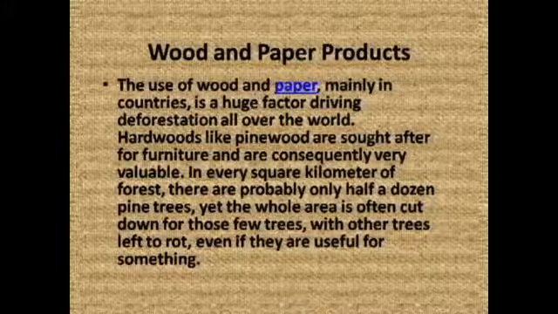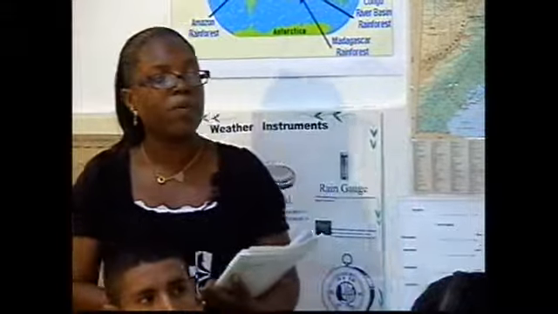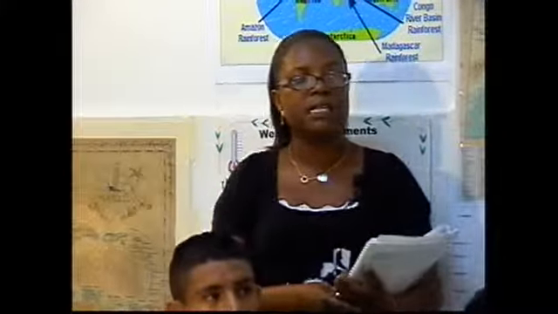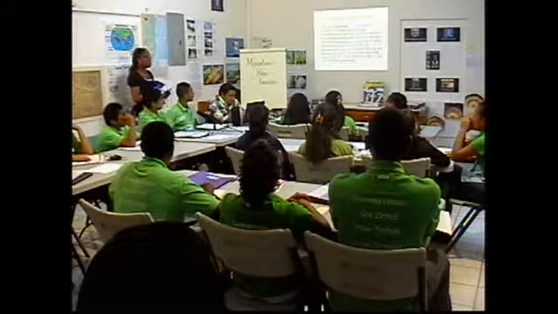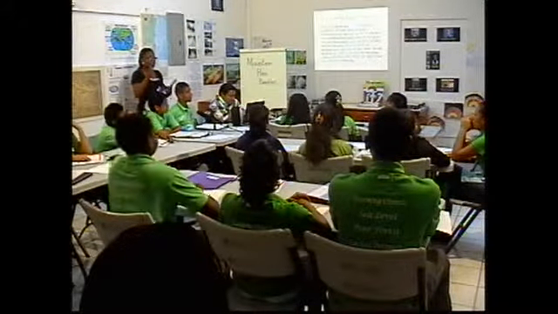Wood and paper products. The use of wood and paper, mainly in developed countries, is a huge factor driving deforestation all over the world. Hardwoods like pine wood are sought after for furniture and are consequently very valuable. In every square kilometer of a forest, there are probably only half a dozen pine trees, yet the whole area is often cut down. We're finding right now in most of our forests that they will come and say, I found this tree. Instead of cutting that tree down, they cut the whole area and leave the wood there to rot. That's the problem we're finding right now with people who come in to harvest wood.